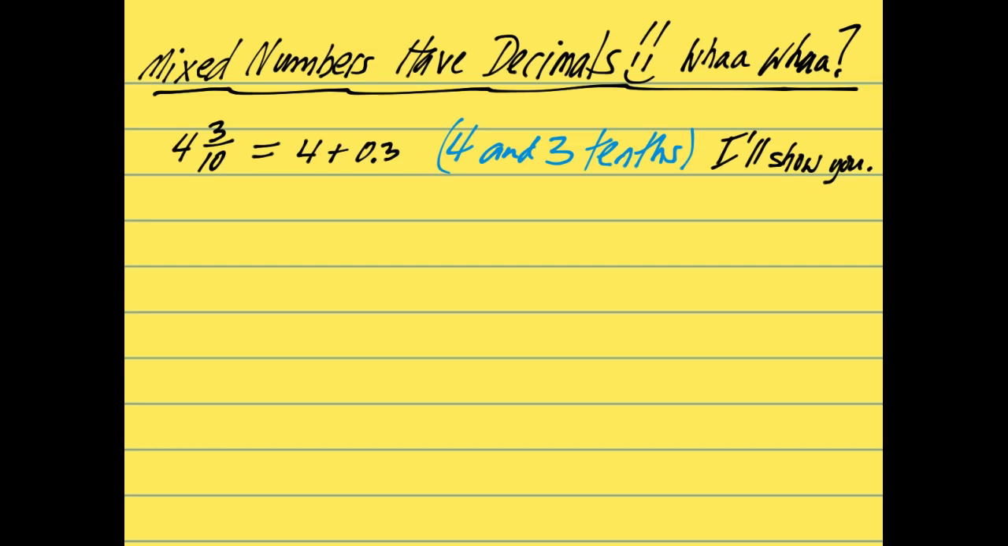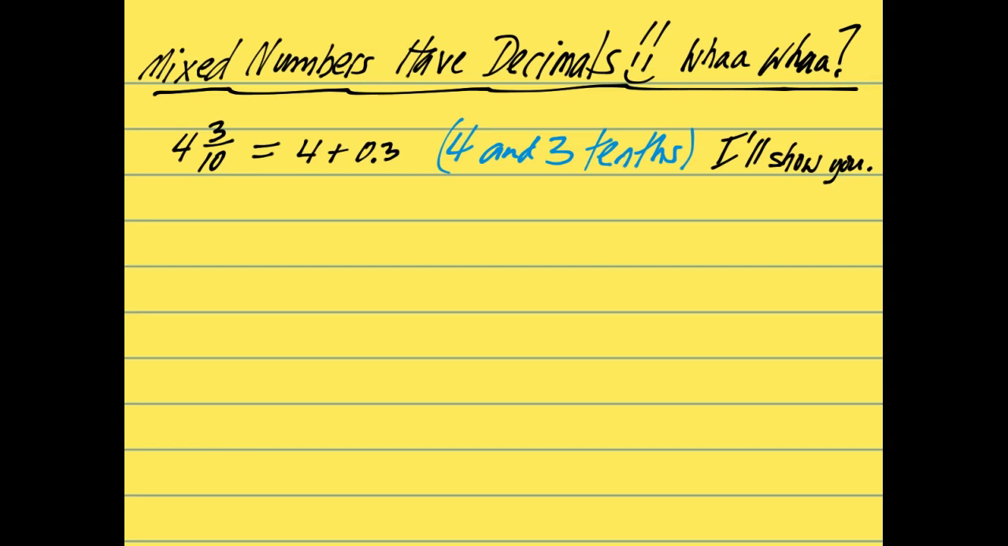This is lesson 2 on module 6, the second to the last module of the year. So today we're going to look at mixed numbers. And did you know that mixed numbers have decimals? What? It's true, they do. For example, 4 and 3 tenths. That's equal to 4 plus 3 tenths. That's a revelation. I can tell by the look on your face.